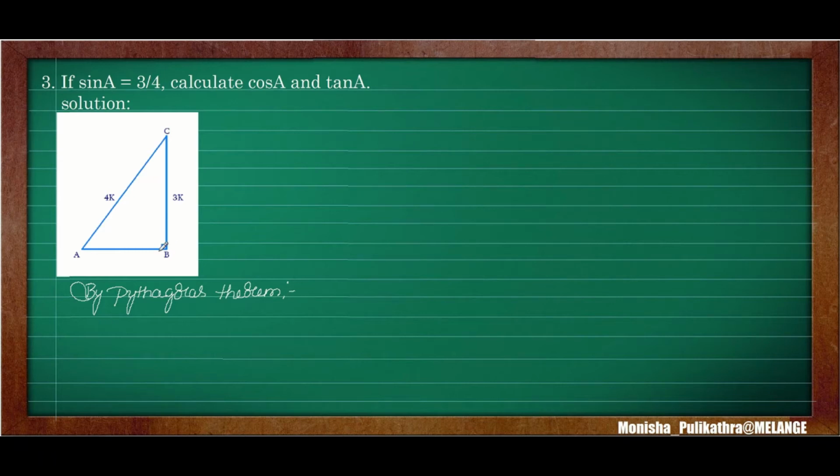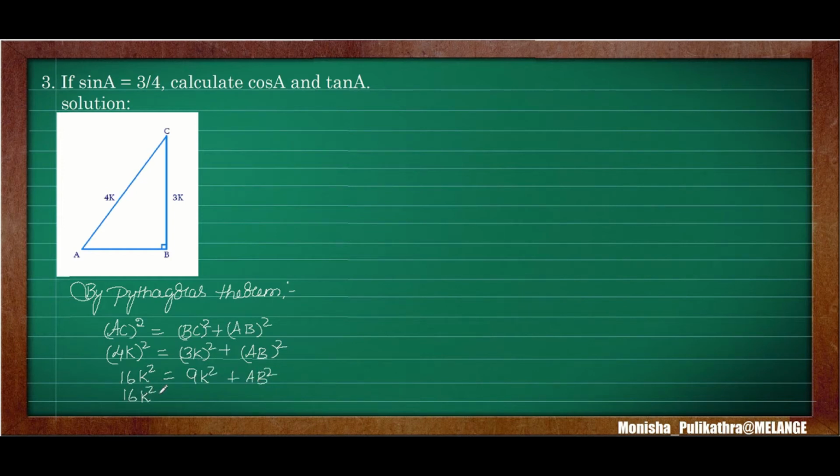Here the angle is 90 degrees, so the opposite side AC will be the hypotenuse. According to the Pythagoras theorem, the hypotenuse square is equal to the sum of the squares on the other two sides. Here AC, since I have taken a variable, is 4k whole square, which is equal to BC, 3k whole square, plus AB square.